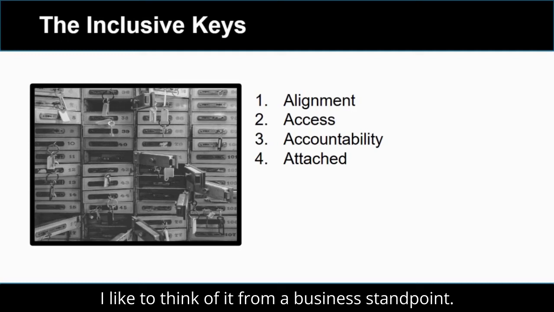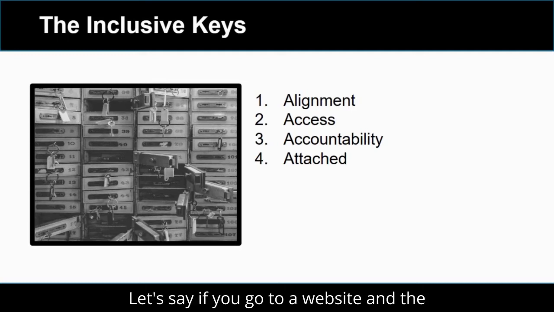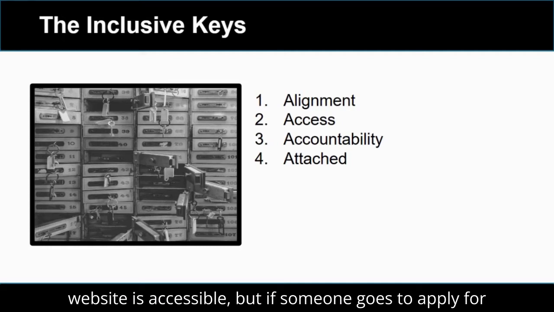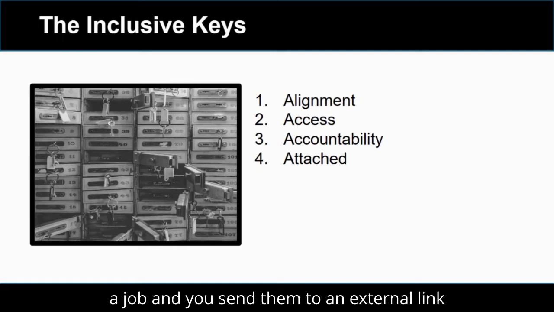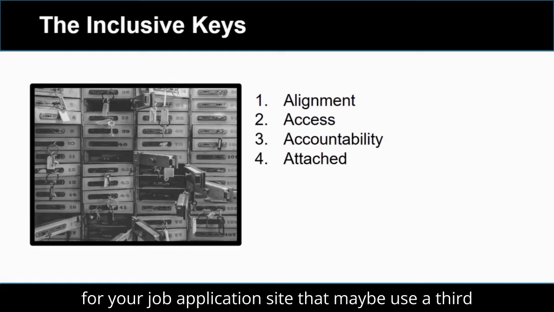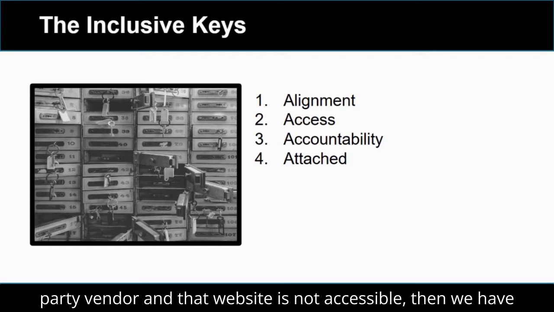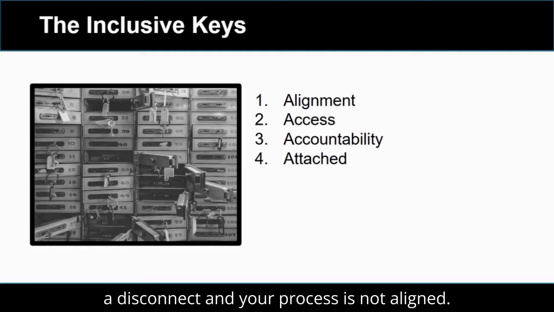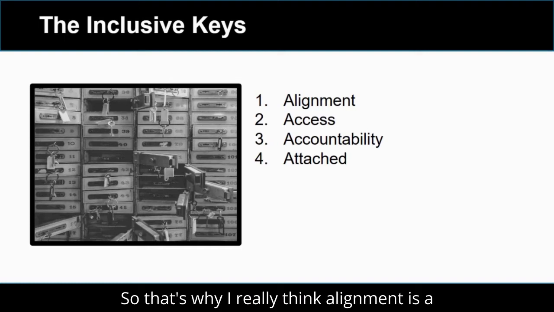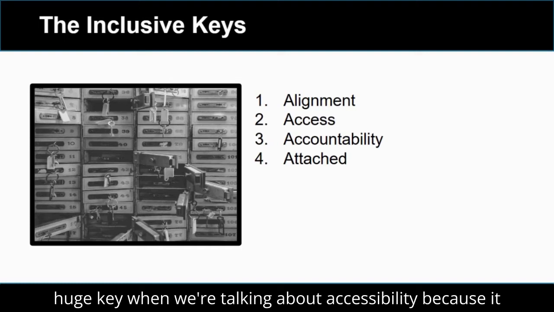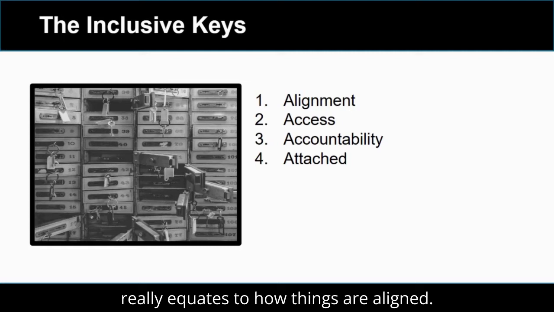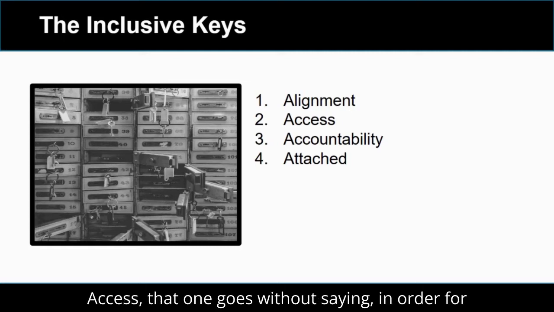I like to think of it from a business standpoint. Let's say you go to a website and the website is accessible, but someone goes to apply for a job and you send them to an external link for your job application site that maybe uses a third-party vendor, and that website's not accessible. Then we have a disconnect and your process is not aligned. That's why I really think alignment is a huge key when we're talking about accessibility.